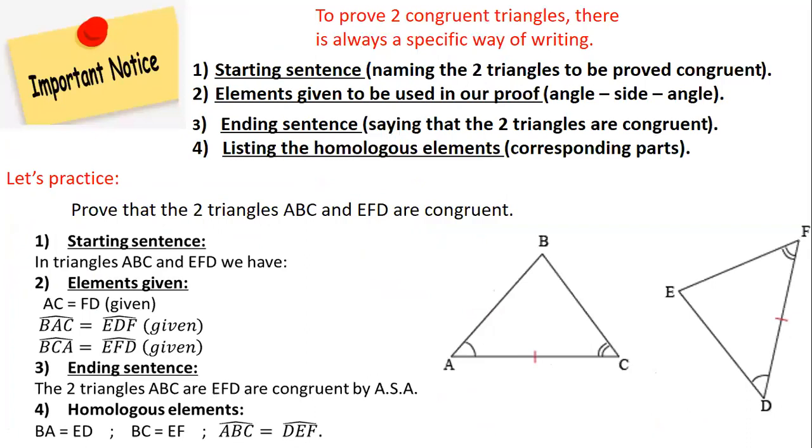Now, how do we prove congruent triangles? If I gave you two triangles and you should prove that these two triangles are congruent, there is a specific way of writing the proof. You should not write from your minds. You should follow these 4 steps in order to be writing correctly. These 4 steps are always used in proving congruent triangles.